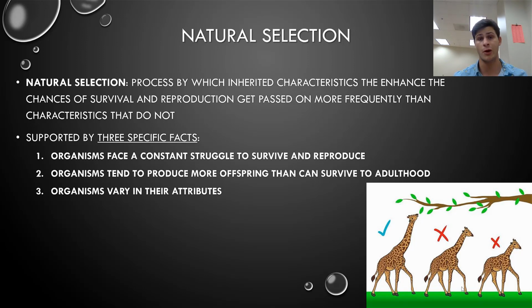Organisms innately use the strategy, whether they know it or not, that some of their offspring are not going to make it to adulthood. So they produce as many offspring as possible, because it increases the chances that at least some of those offspring are going to survive long enough to reproduce themselves. And finally, the last principle is that organisms vary in their attributes. Now, all of these were things that we discussed in the previous slide, but it gets distilled into this concise definition and these three specific facts.